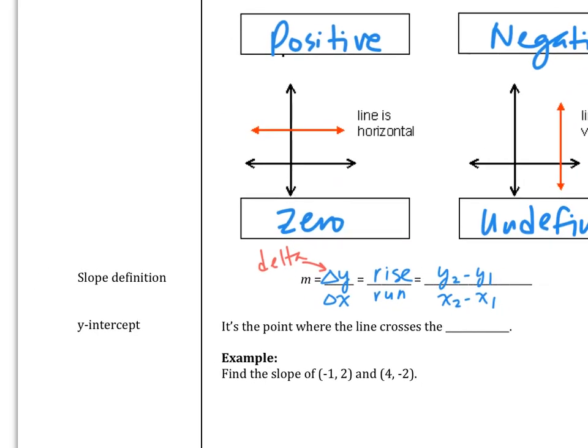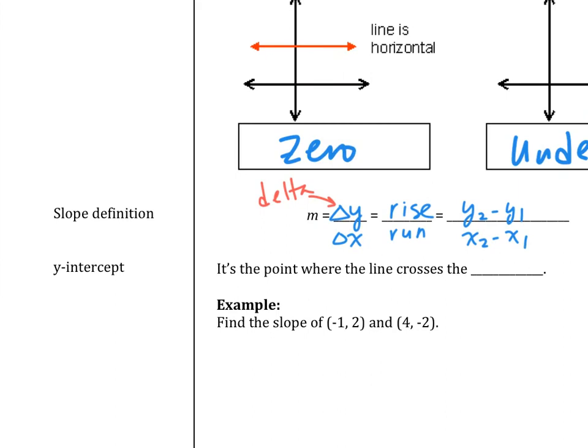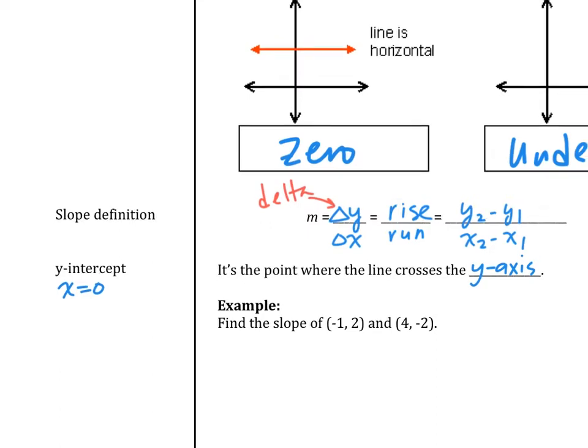And the second thing is the y-intercept. So kind of vocab review again. Y-intercept is what? Y-intercept is when x is 0. So when is x going to be 0? When it crosses the y-axis. So really quick definitions or review.